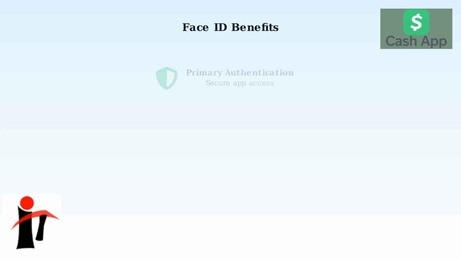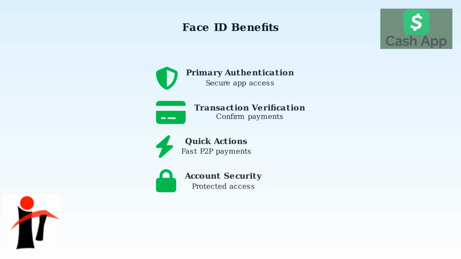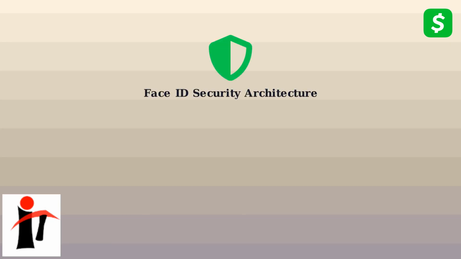Once enabled, Face ID provides secure and convenient access to your Cash App. You can use it for primary authentication when opening the app, transaction verification for payments, secure account access, and quick peer-to-peer transfers. Cash App's Face ID feature provides multiple layers of security protection. The system uses advanced biometric authentication that goes far beyond simple password protection.